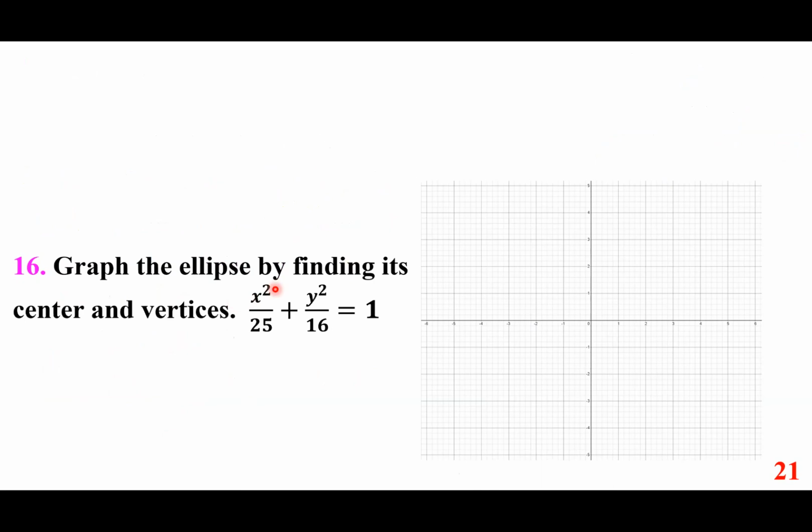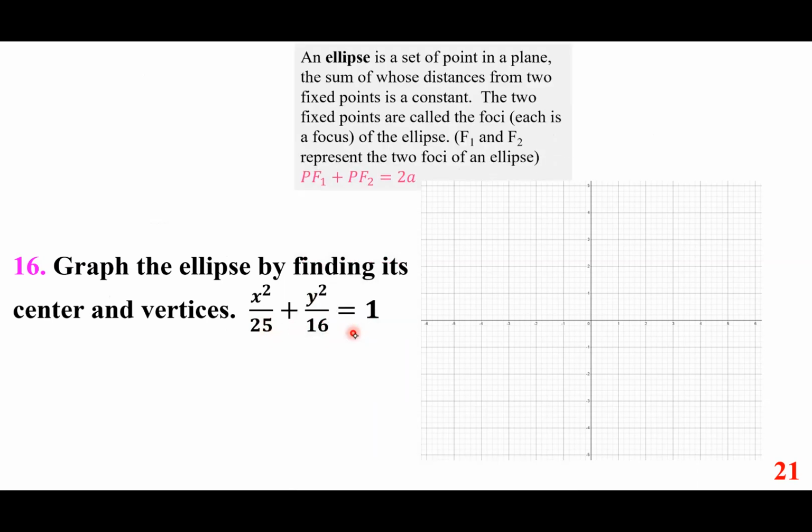What about an ellipse? You want to graph the ellipse by finding its center and vertices. x squared over 25 plus y squared over 16 equals 1. Number 1. What is an ellipse?